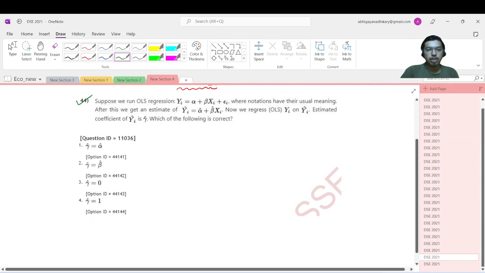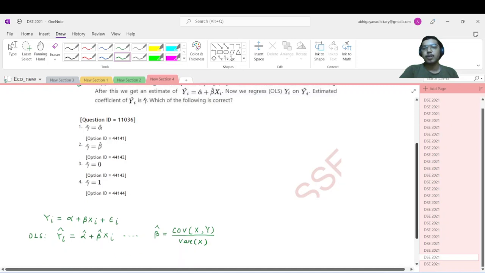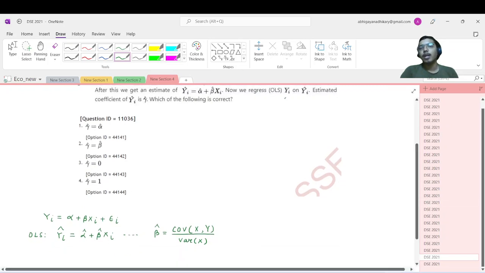So the initial one is yi equals alpha plus beta xi plus epsilon i. This is the model, and from OLS we get yi hat equals alpha hat plus beta hat xi, and hopefully you remember that the expression for beta hat is basically covariance of x and y divided by variance of x. This was the expression. Now suppose you regress y on y hat.